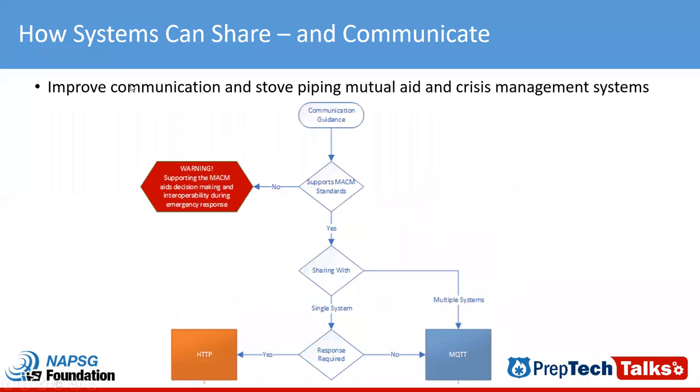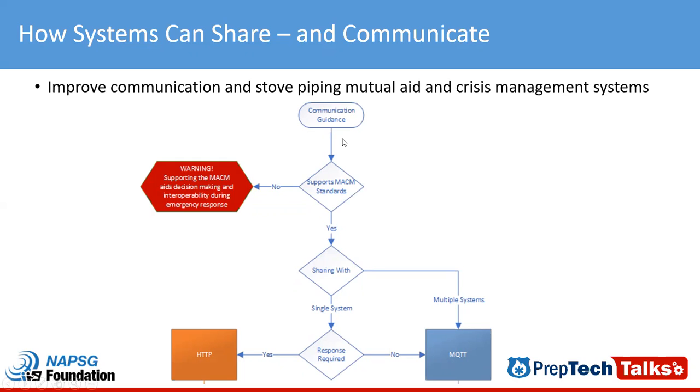So within the implementation guidance, we have provided guidance around how systems can share and most of all, communicate. We need to improve that communication amongst those different systems, that sharing, to prevent the stovepiping of our mutual aid and crisis management systems today. Understanding that we need to share both safely and appropriately as we're able to with good and substantial data and information sharing policies, procedures, and governance structures.